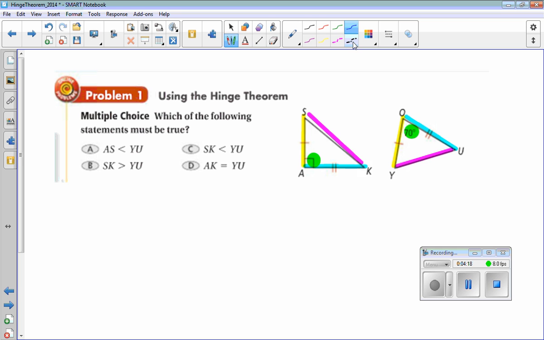SK is longer because it's across from the 90, correct? Okay, so isn't this the correct statement that must be true? Let's go through the other ones.